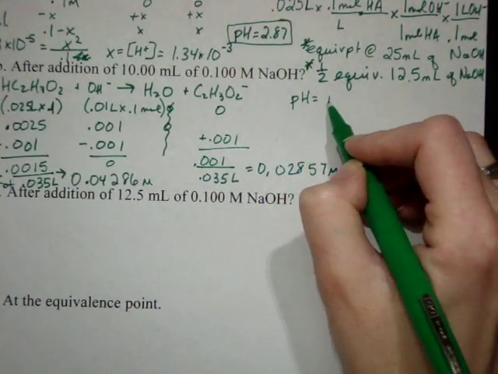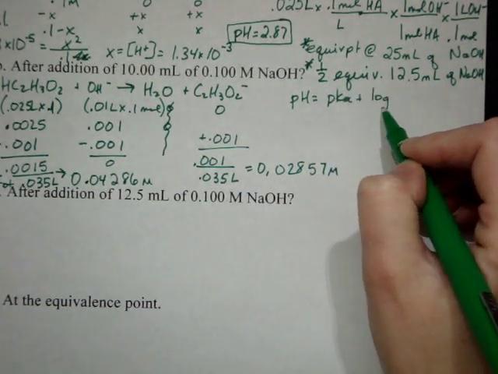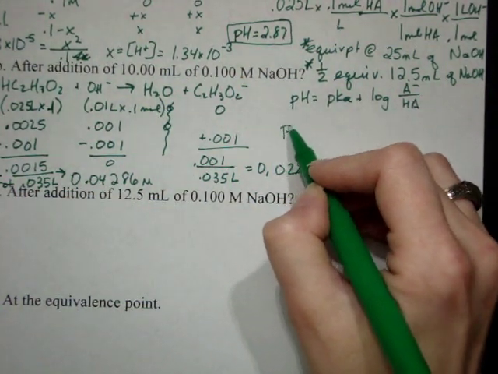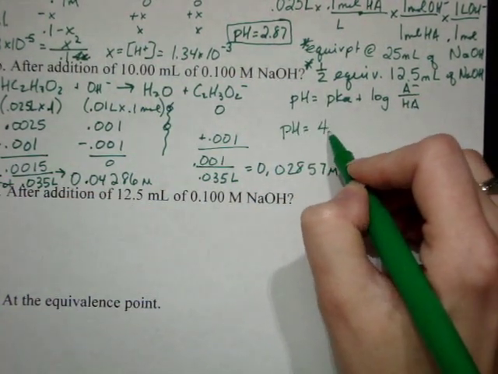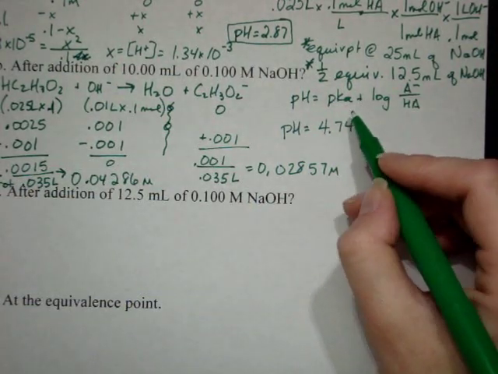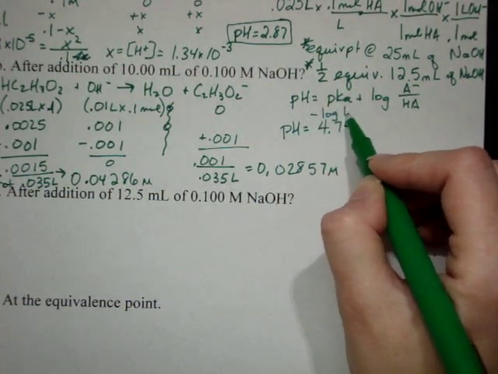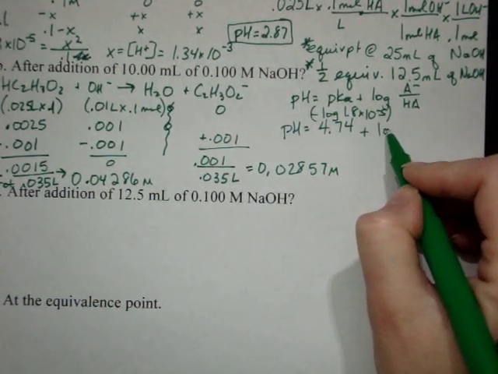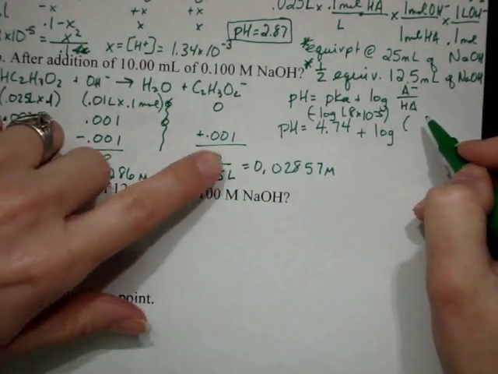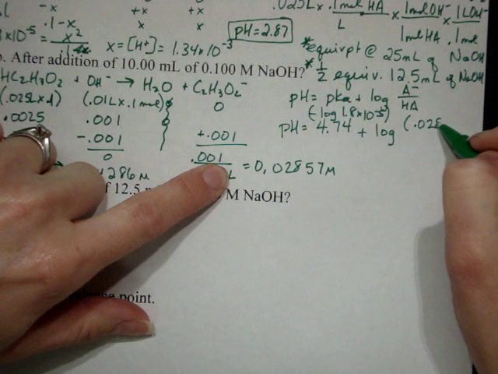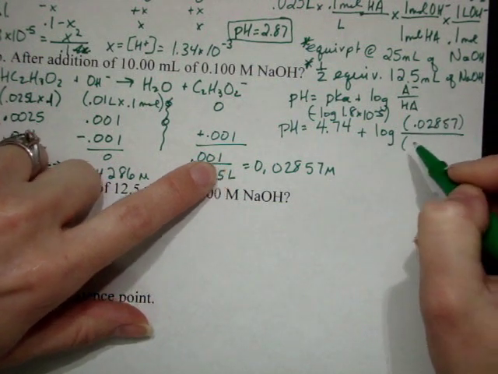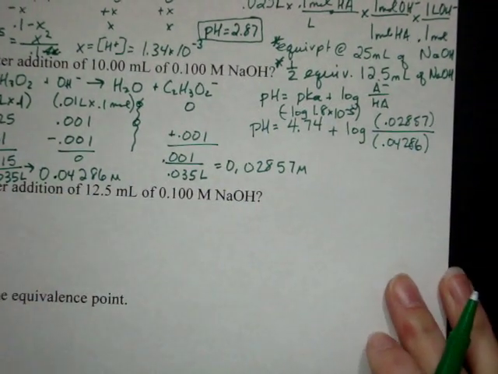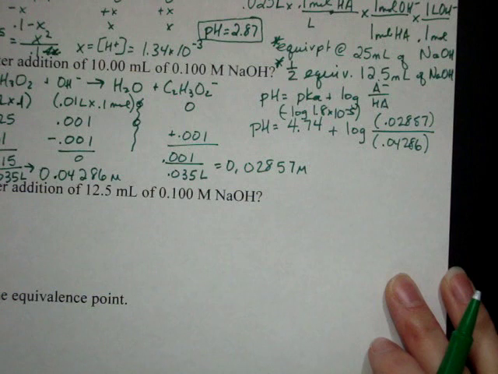So again, pH equals pKa plus log of A minus over HA. So that gives me pH equals pKa is 4.74 for acetic acid. That was negative log of 1.8 times 10 to the negative 5th. That's how I got that. Plus the log of, here's the acetate ion, 0.02857 over 0.04286. So I can do the calculation there.